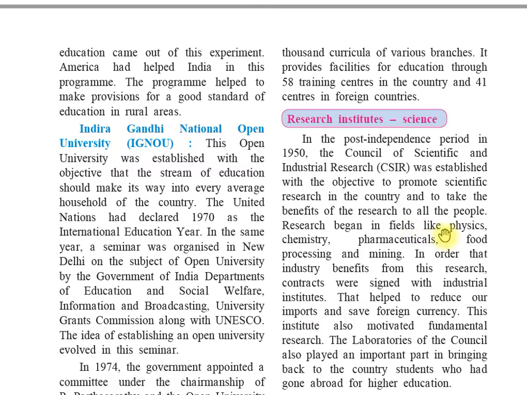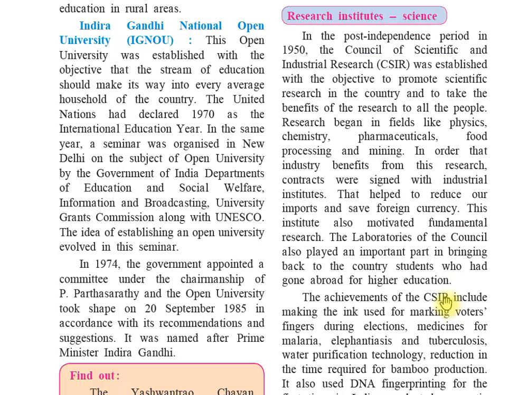Research began in fields like physics, chemistry, pharmaceuticals. Pharmaceutical means companies producing medicines. Also food processing and mining, so that industry could benefit from this research. Contracts were signed with industrial institutes in all these fields. That happened to reduce our imports and save foreign currency.